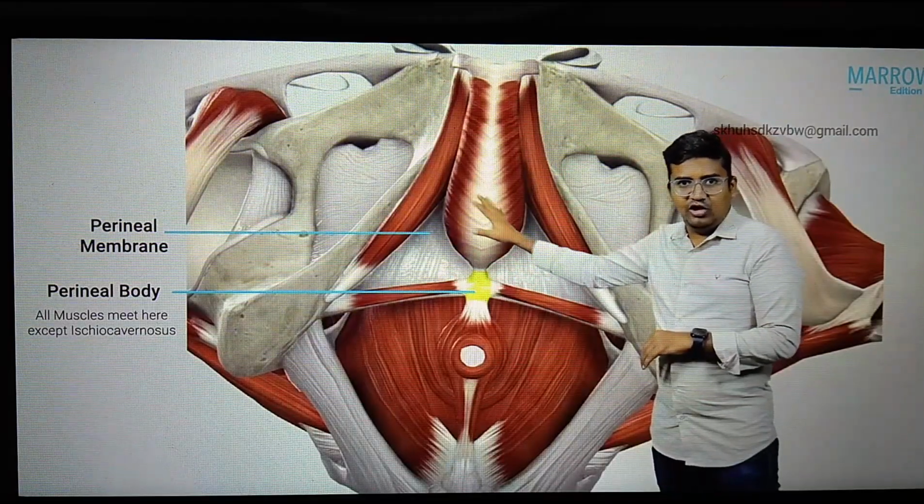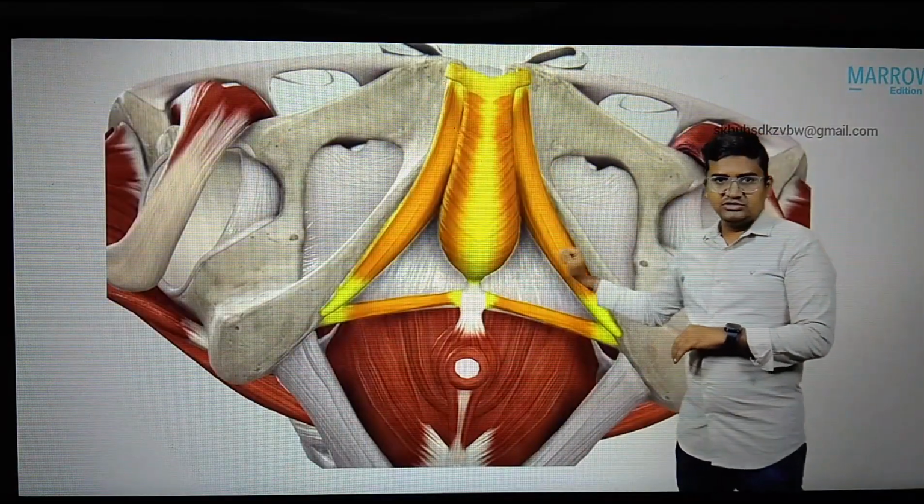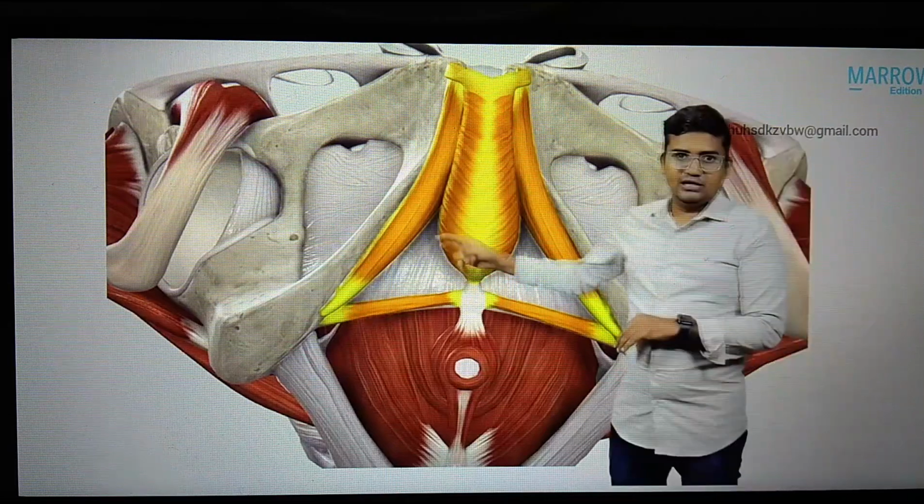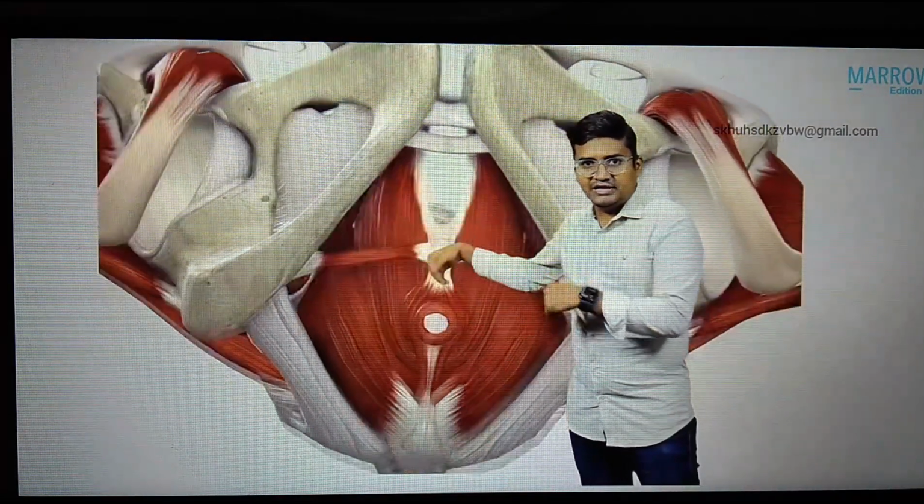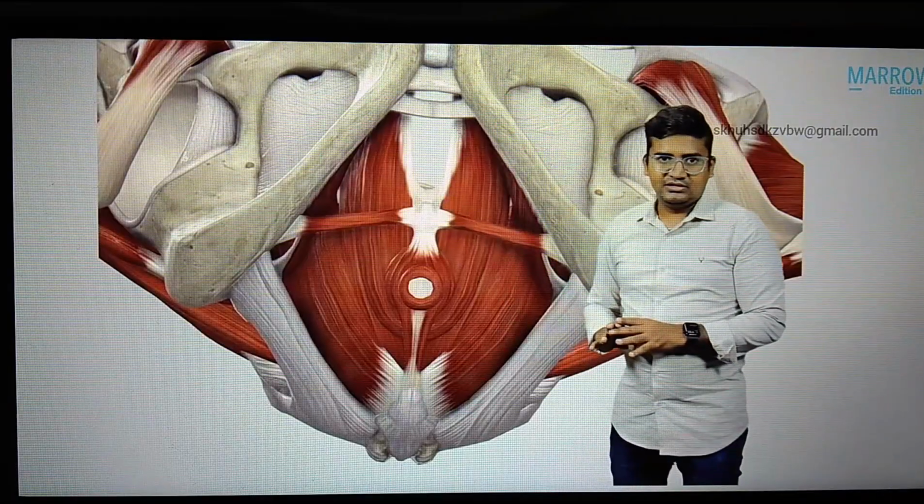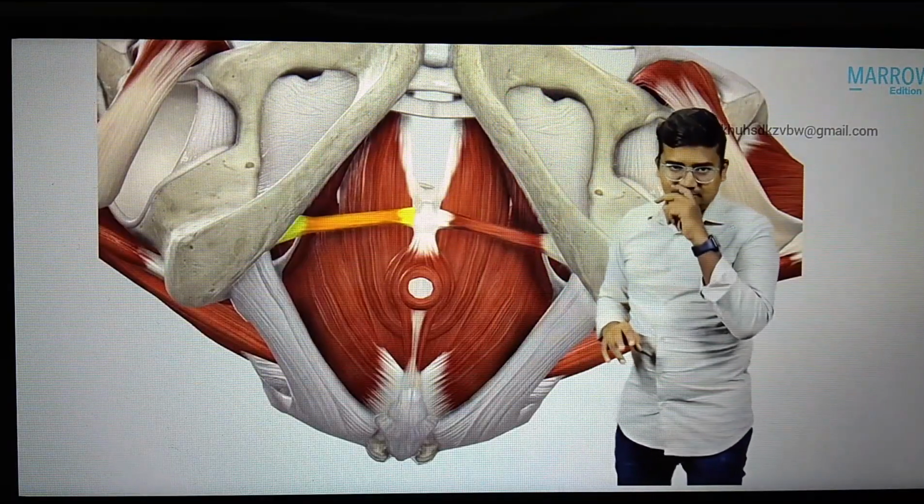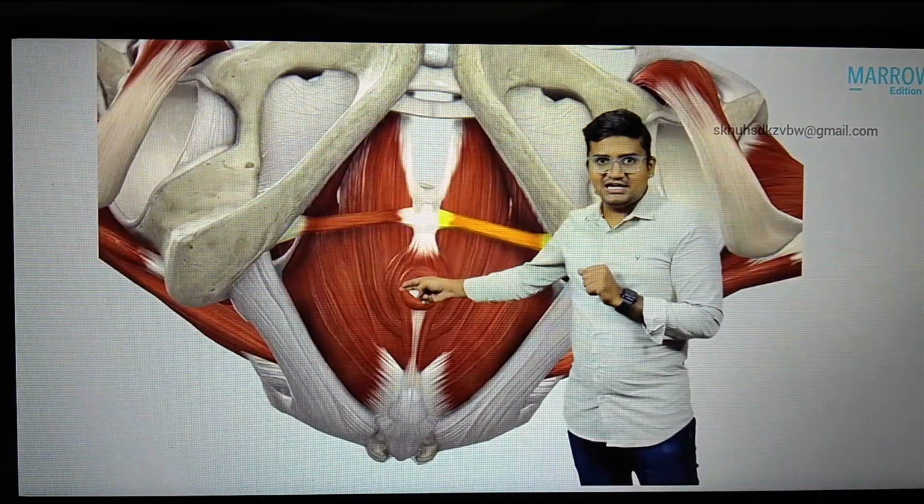Now, we're going to remove all these muscles so that you can see the membrane clearly. Now we are seeing the perineal membrane. Now we're going to remove the perineal membrane so that you can see the deep space. Now in the deep space, two muscles are present. Now one muscle you are seeing clearly there.